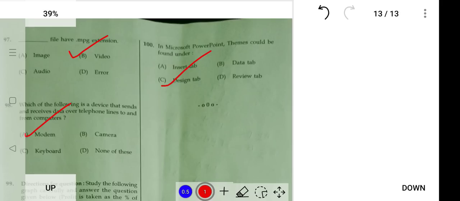In the coming videos, I'll be solving the questions one by one, especially the numerical portion. And after this, I'll be starting the NPSC prelims class.